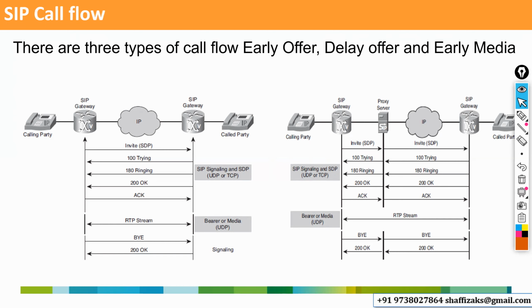Next is the SIP call flow. We have three types of call flow: early offer, delayed offer, and early media. You remember in H.323, slow start, fast start, and early media. Here also we have early offer, delayed offer, and early media.